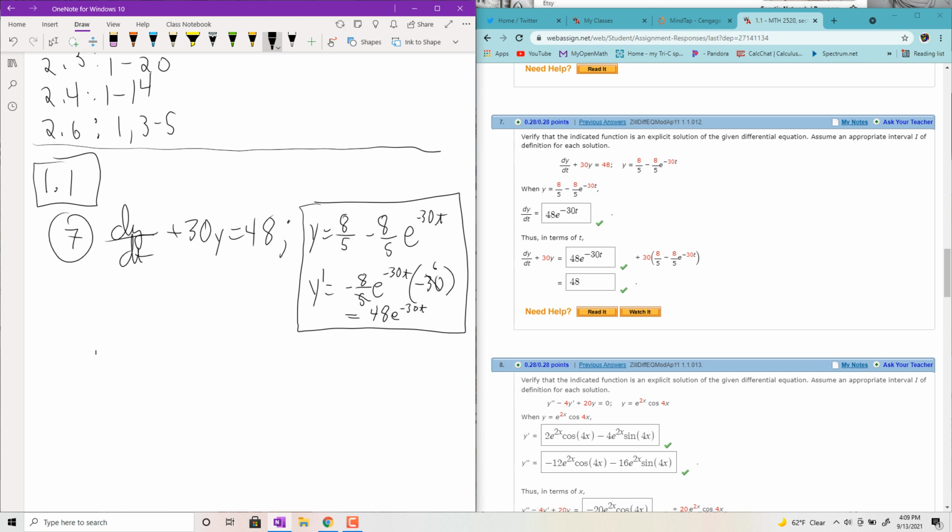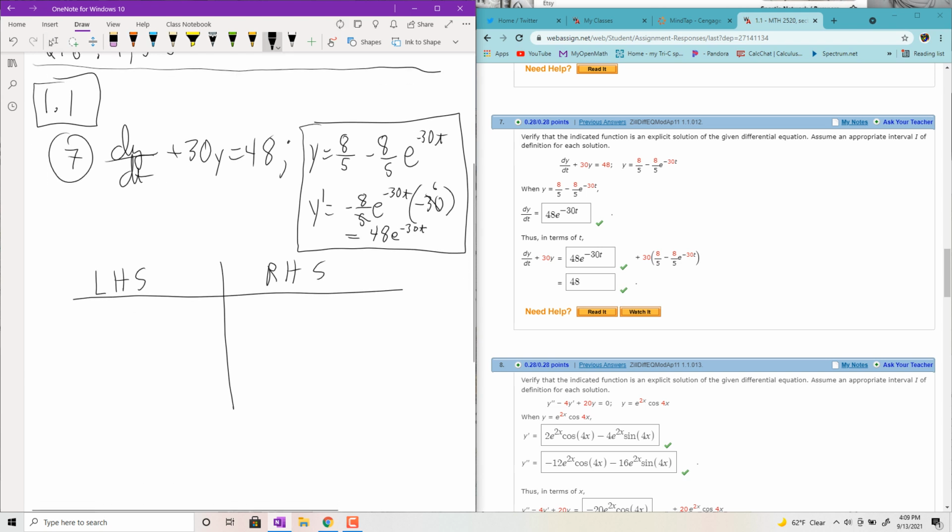I would expect you to label left-hand side, and then over here label the right-hand side, and basically show that they're the same. I'm talking about the left-hand side of the differential equation, which is right here. Let me put it in a different color. This is the left-hand side, and then the right-hand side is right here. So I'll start on the left-hand side. I rewrite the left-hand side, dy over dt plus 30y.